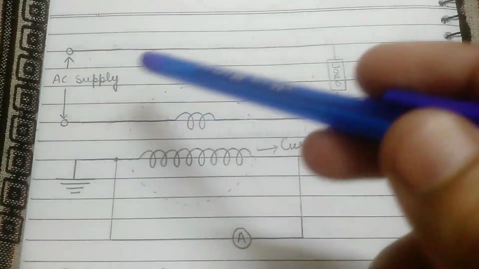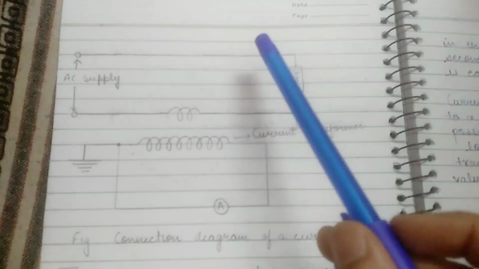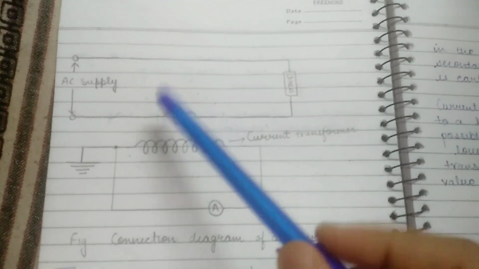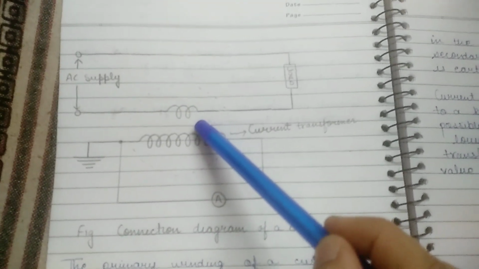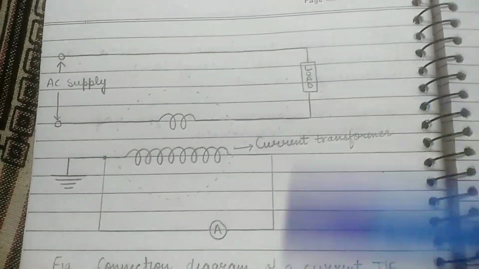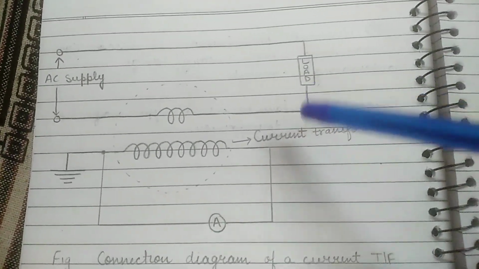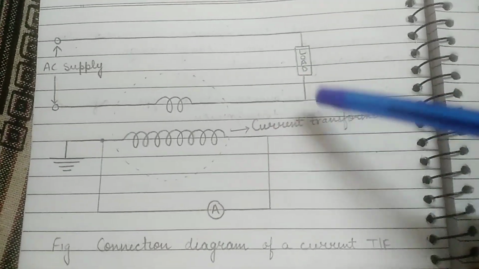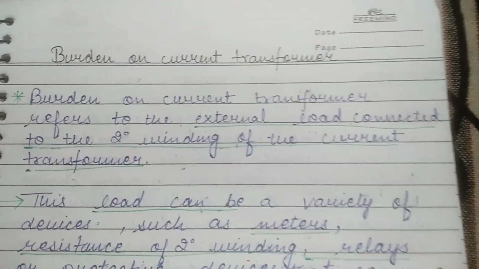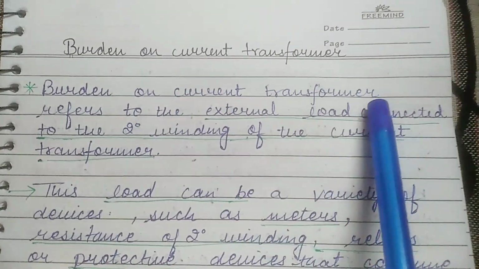See, that's the connection diagram of the current transformer. It consists of the primary winding, which carries the high currents to be measured or monitored, and the secondary winding connected to measuring or protective devices. Current transformers are used in energy monitoring systems, protective relaying, and power quality analysis. So now let's see what is burden on the current transformer.